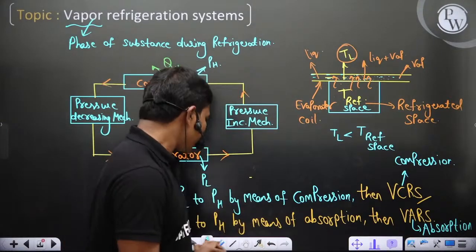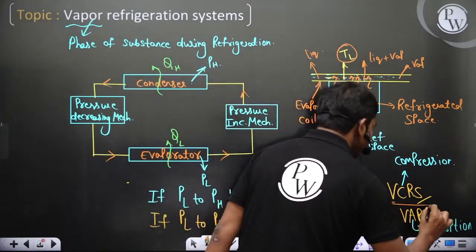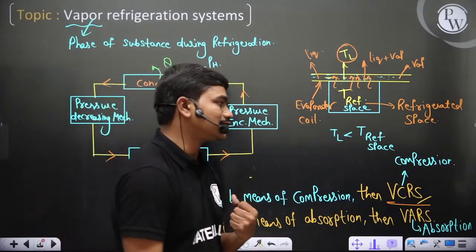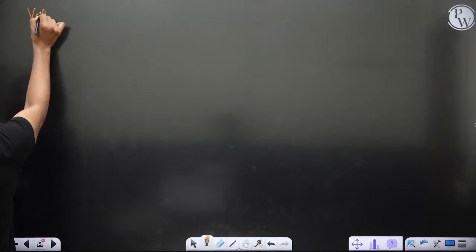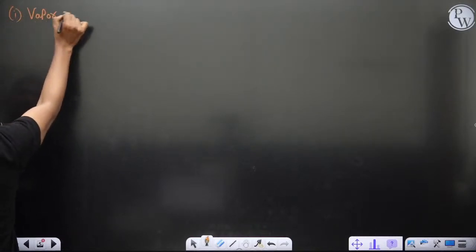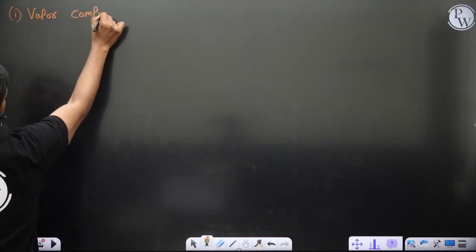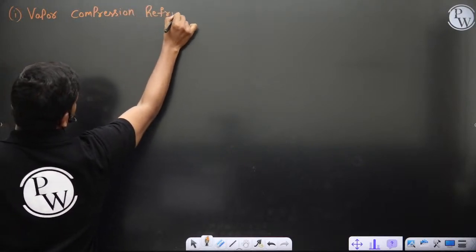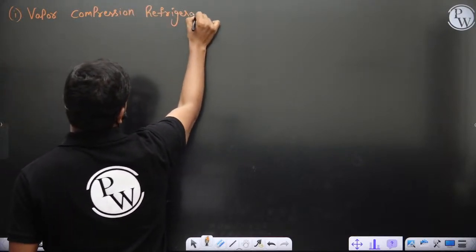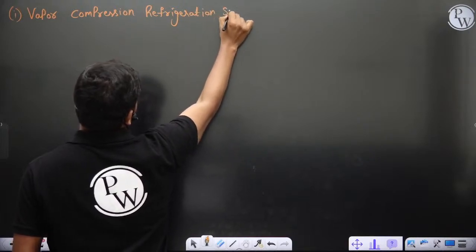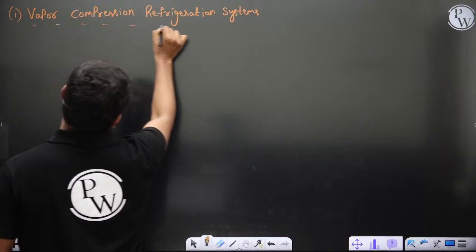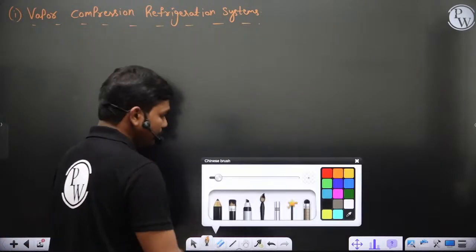Now first let us have some idea on this VCRS, then we'll eventually go to VARS, and then gas refrigeration cycles. Now VCRS, vapor compression refrigeration systems. Let us have a look at this.